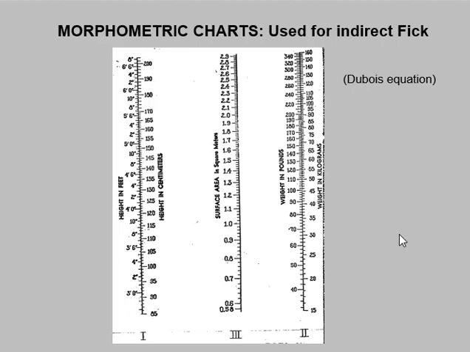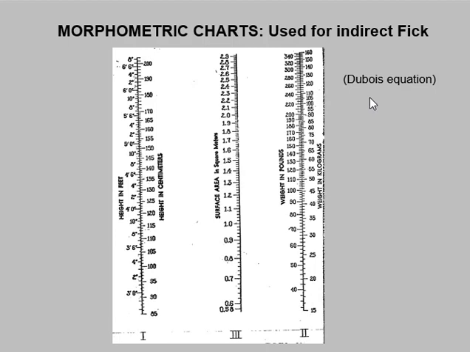This is the first morphometric chart we use for the indirect FICK. It's a calculation of surface area based on the patient's height and weight. It's a simple enough process. Morphometric charts consist of 2 vertical bars and a third bar. Knowing the value of any 2 points on these vertical bars gives us a value in the third simply by drawing a line across the 3 that intersects the 2 known values. In this case, height and weight, to obtain surface area.